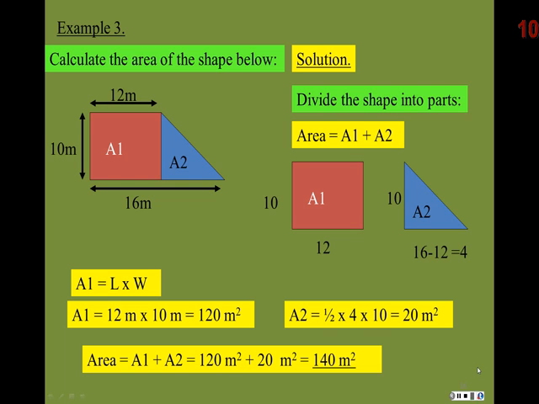Very similar to what we did with L shapes with two rectangles. Same method. Except this combination was a rectangle and a triangle. So the only thing you really got to remember is when you're dealing with a triangle, you have to divide it by 2. Are there any questions about this example? No? Okay.